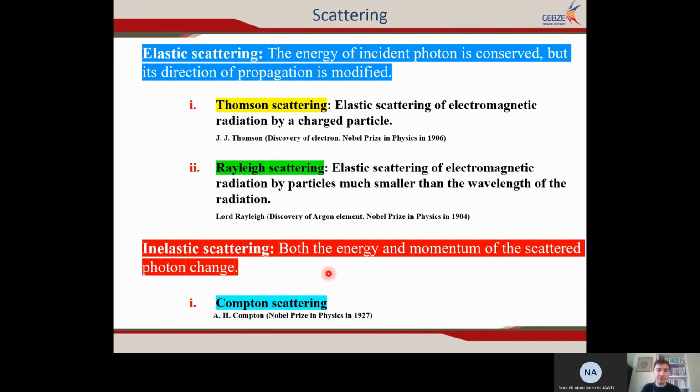Before I go into detail on Compton scattering, I would like to repeat again that those who dealt with X-rays at the beginning of the 20th century made very nice discoveries in physics, and also in chemistry, and were awarded the Nobel Prize.